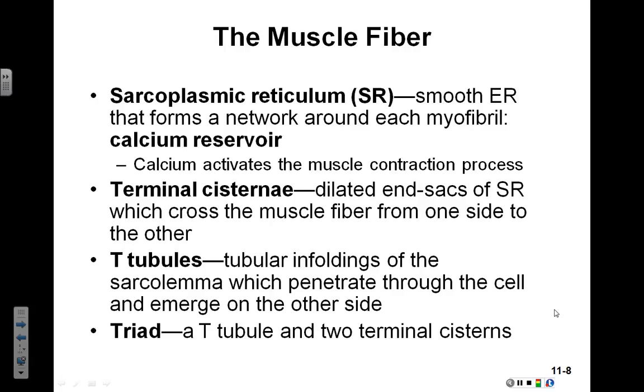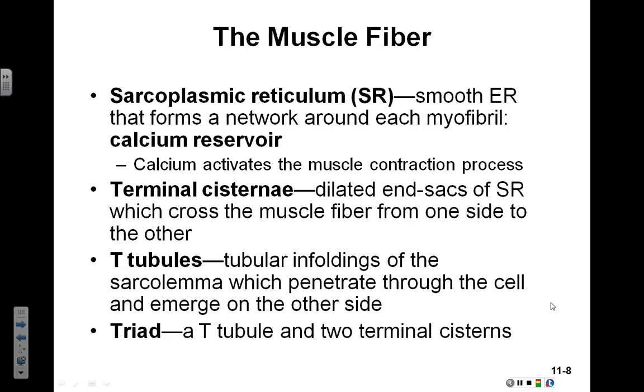A triad in your textbook. Now you can see Figure 11.04, showing the Z discs, the I band, the A band, the muscle fiber, the sarcoplasmic reticulum, and the terminal cisternae. Of course, you have your T tubules. That's going to make up the triad. Tri means three because you have the two terminal cisternae and your T tubule.